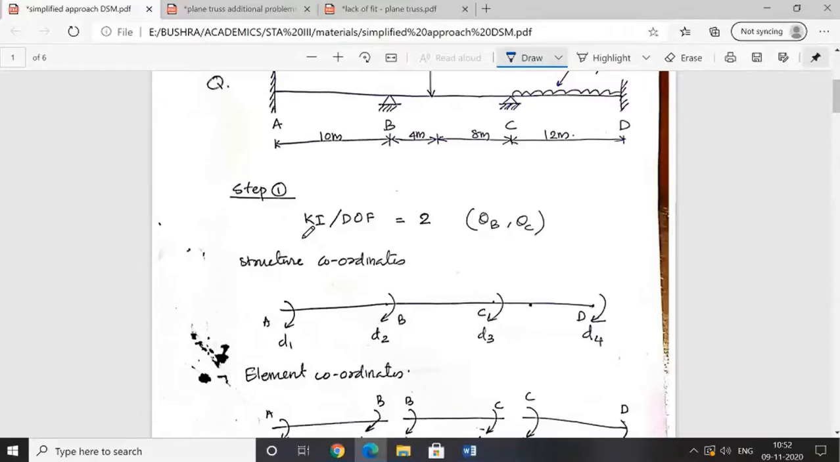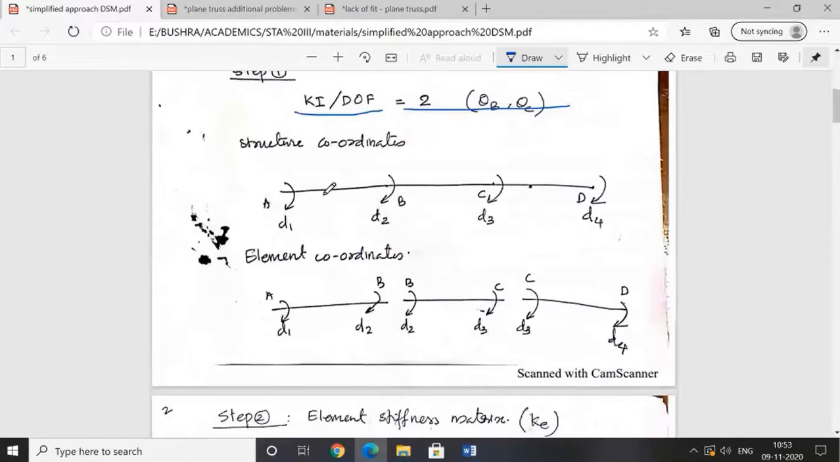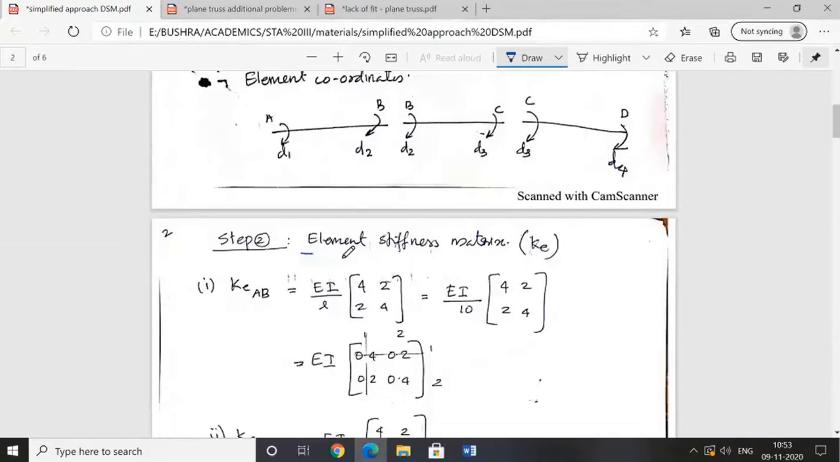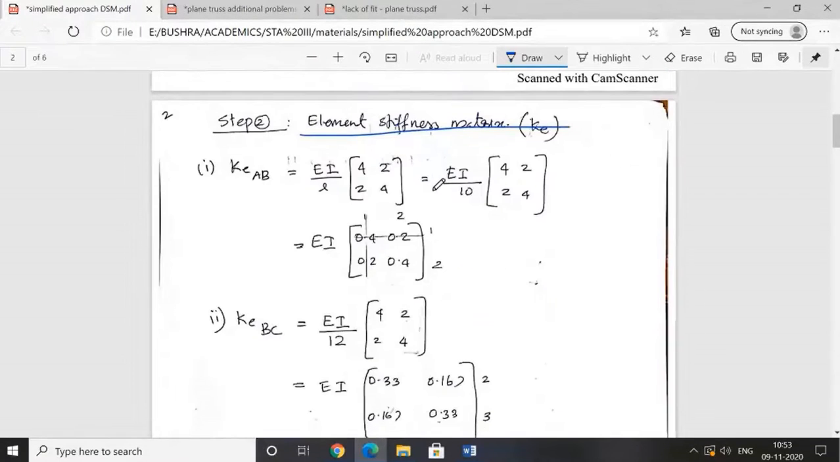So here also the steps are the same. Kinematic indeterminacy or degree of freedom is taken as 2. When you define the structure coordinates, in the previous problem we'd take 1, 2, 3, 4, 5, 6, 7, 8 like that. Here there is only 1 degree of freedom per node: 1, 2, 3, and 4. And accordingly the element coordinates you can write. Then the element stiffness matrix is somewhat easier.